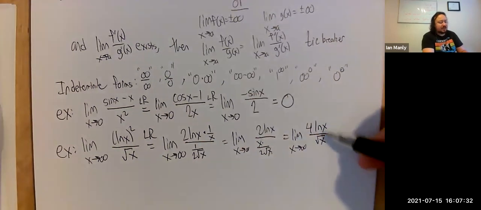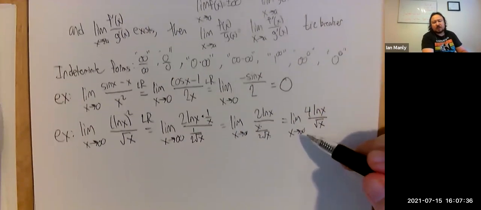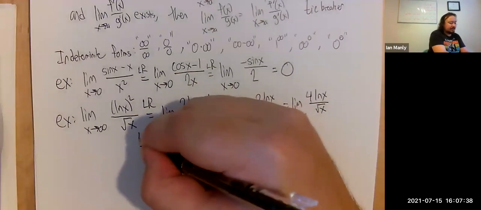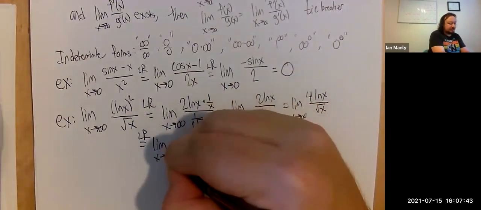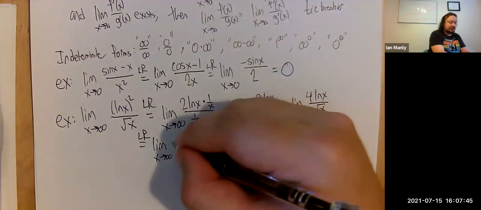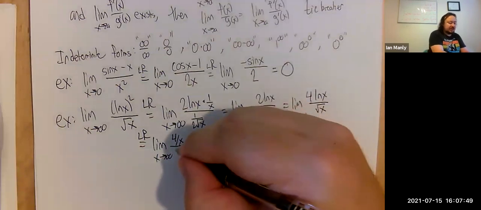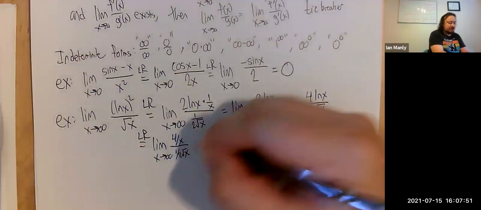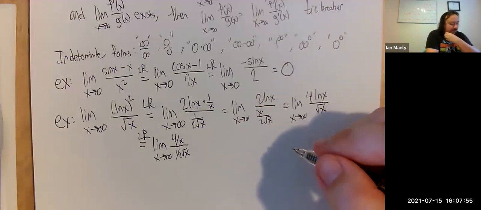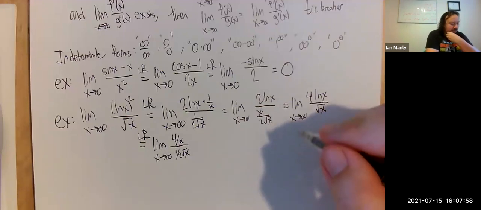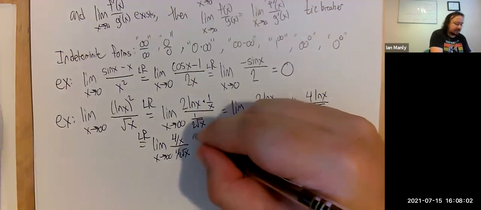All right, but once again, we have log and we have square root, so we're going to have to use L'Hopital's rule again. All right, the derivative is a bit easier this time, though. We do the derivative of natural log of x and get 4 over x. And we do the derivative of the bottom and get 1 over 2 root x. All right, now what I'm going to do is I'm going to multiply the top and bottom by 2 root x.